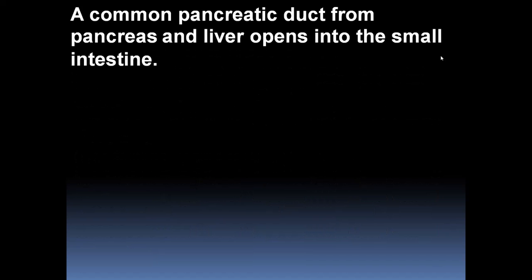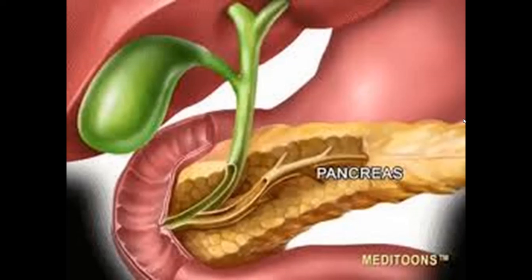As you can observe here in this image, the liver and pancreas have a common duct that opens into the first part of the small intestine. It is a common duct opening, a pipe or tube, that opens into the intestine.